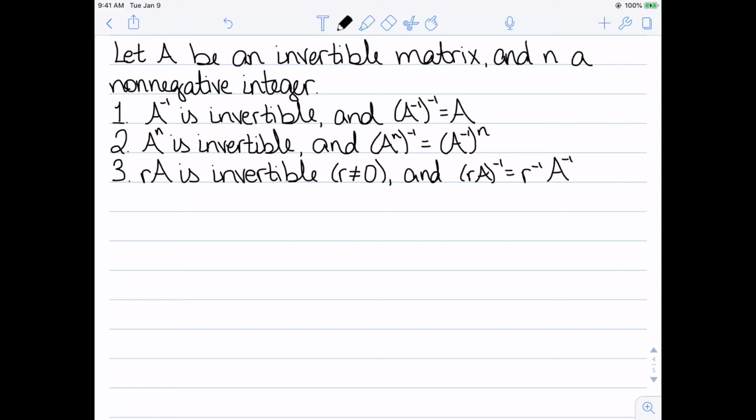My next one, rA is invertible, where r is a non-zero scalar, and the inverse of rA is r inverse A inverse. And then we have that A transpose is invertible, and the inverse of the transpose is the same thing as the transpose of the inverse. While I won't prove any of these, I highly encourage you to try to prove them yourselves.